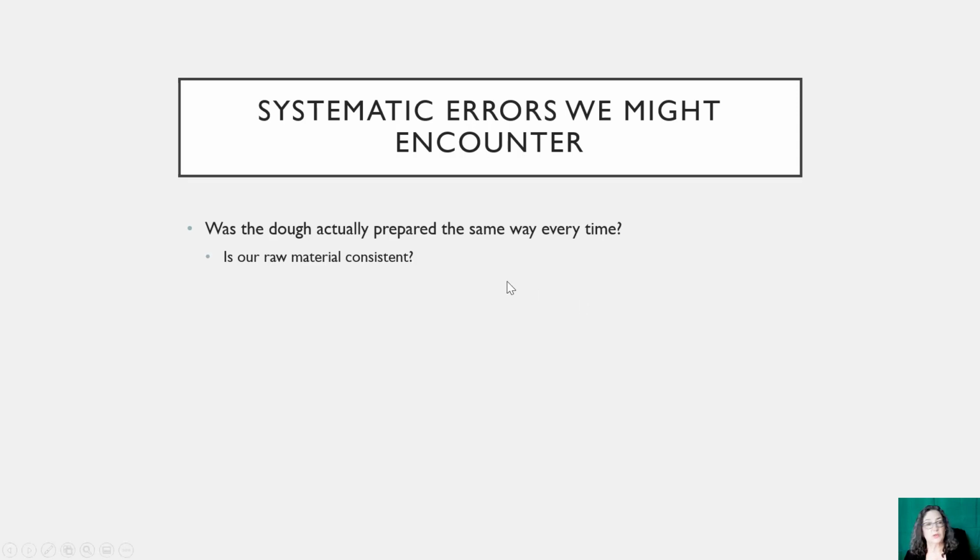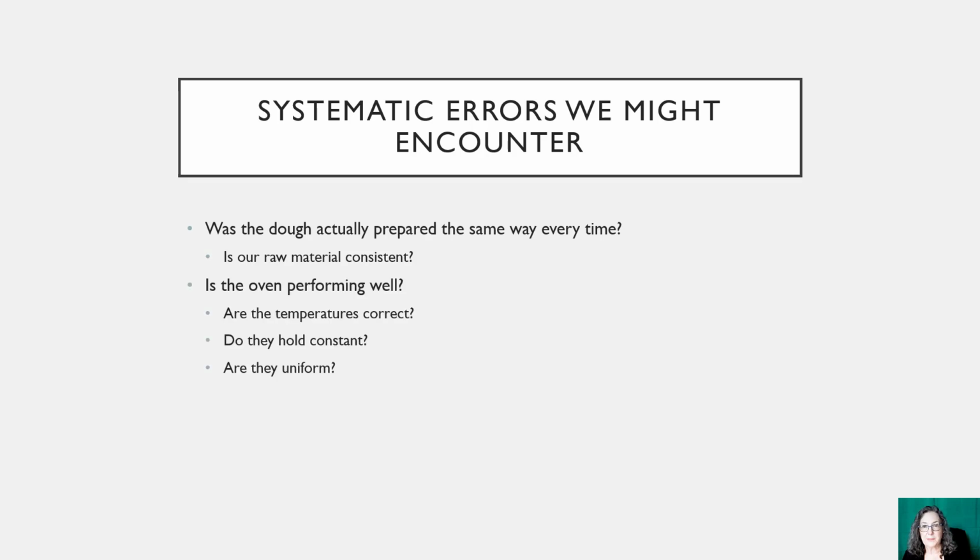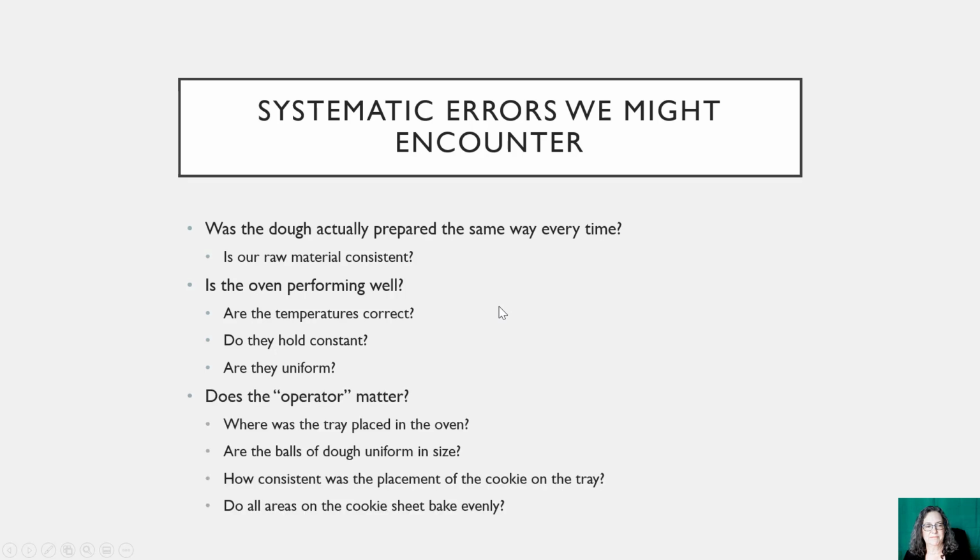So there are some issues here. If I'm having to make 12 batches, is the dough actually being prepared the same way every time? Is the raw material consistent? Maybe I ran out of brand 1 of honey and I substituted with a different brand of honey. Is that going to make a difference in the final product? Is my oven performing properly? So are the temperatures correct, or is it fluctuating? Do they hold constant? Does it matter what temperature it is outside? Is the temperature uniform at all spots in the oven?